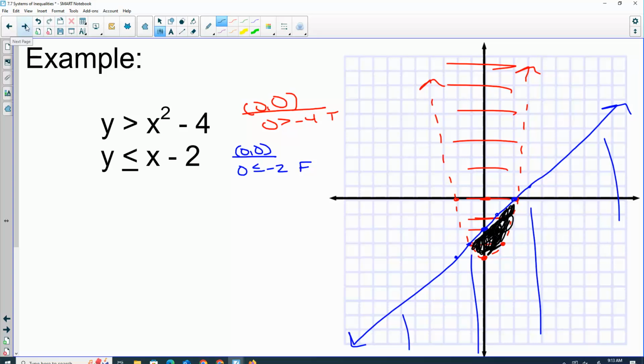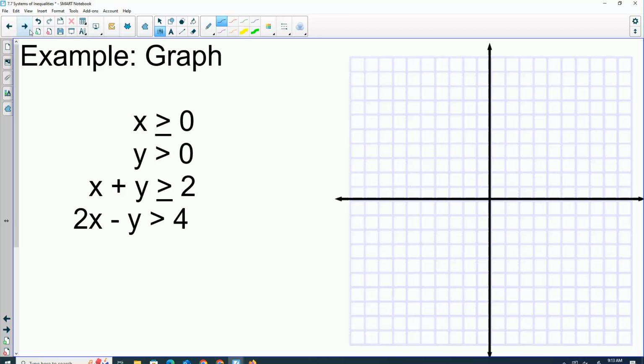All of these have been a system with only 2 equations, but you can certainly have more than 2. You can have as many as I give you. So if I look at this one, I actually have 4 different equations we're looking for the overlap of. X is greater than or equal to 0.